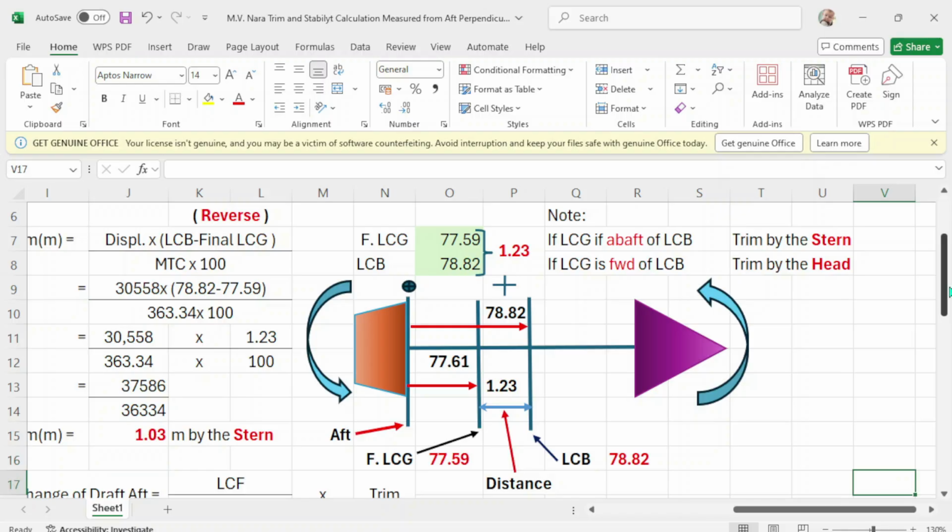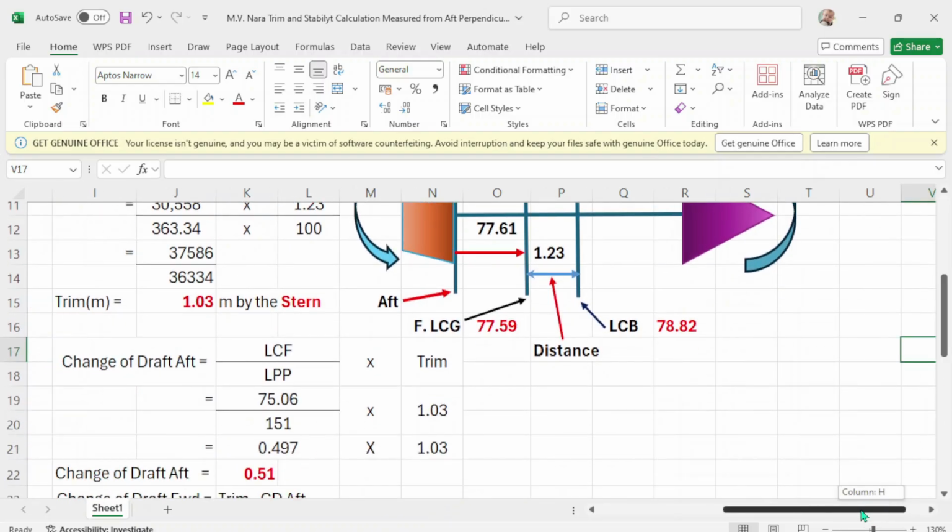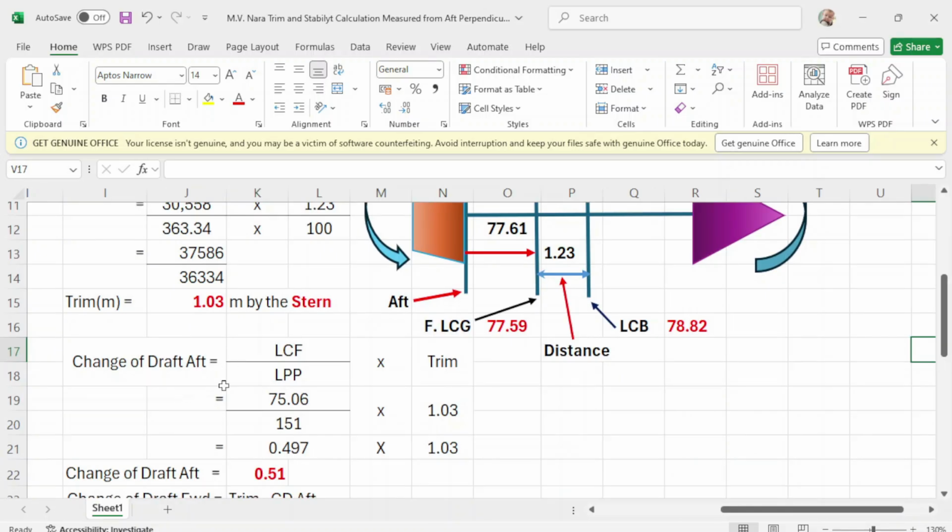Okay, then the next thing we do is get the change of drop aft. Okay, the formula for the change of drop aft is LCF over LPP times your trim. Okay, so transpose, what is your LCF?